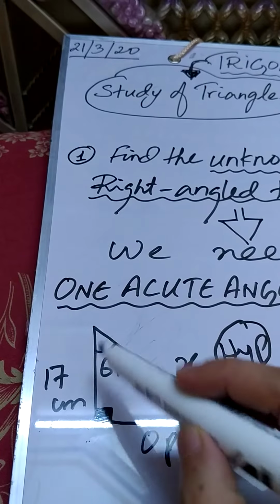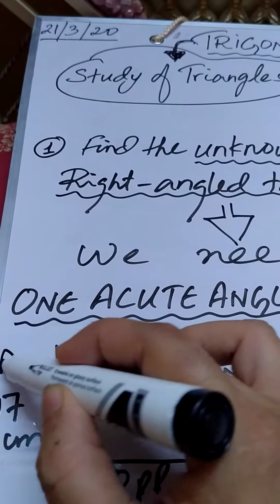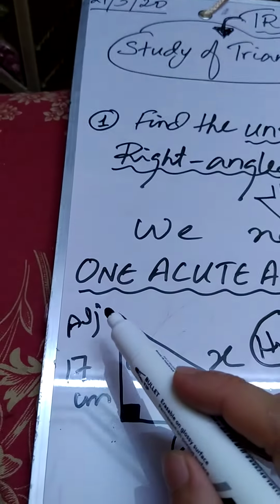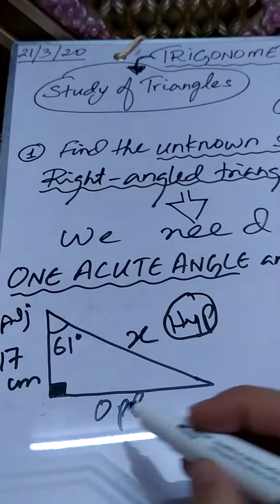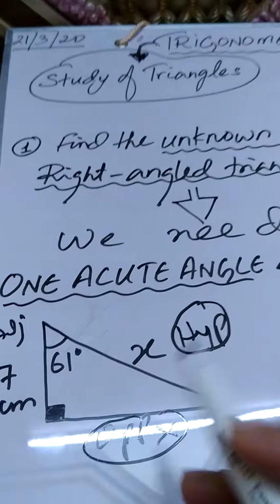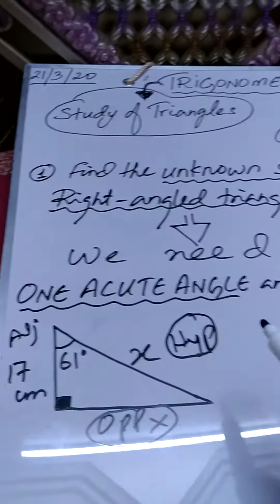Why we call it adjacent? Because it is the adjacent side of the given acute angle. So this, guys, is the side adjacent. Here we are comparing the two sides, the side adjacent and the side hypotenuse. We are not comparing the opposite here, so there is no use of opposite. We are comparing the side adjacent and the side hypotenuse.